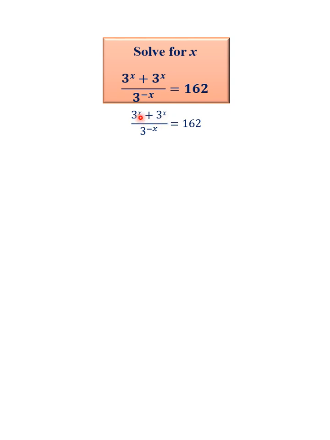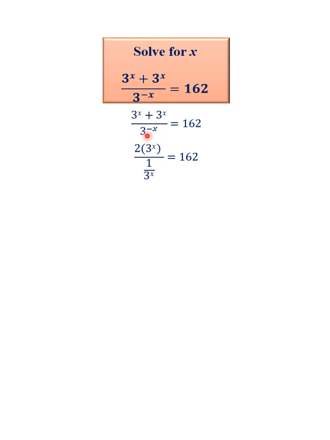Let's look at the numerator. We have 3 raised to power x adding up to 3 raised to power x. That means we have 2 of 3 raised to power x. So we can say 2 times 3 raised to power x. So the numerator becomes 2 into 3 raised to power x because we have 2 of it. And that is what is here.